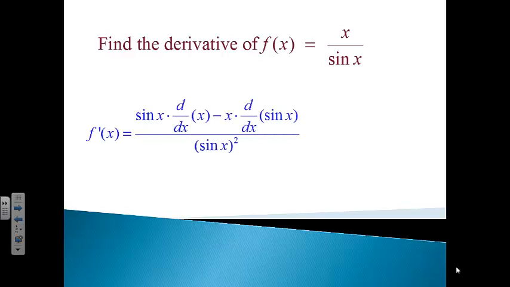Okay, I think I have one, maybe two more. X divided by sine x. So if we set that up, low is sine x, d high is the derivative of x, minus high, which is x, d low, the derivative of sine x, over the square of what's below. So the derivative of x is 1, so sine x times 1 is just sine x. The derivative of sine x is cosine x, so x times cosine x, and you see your answer.